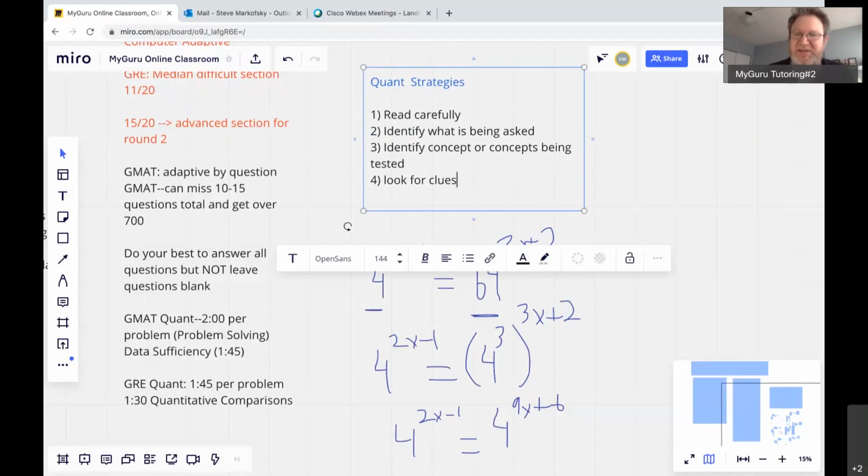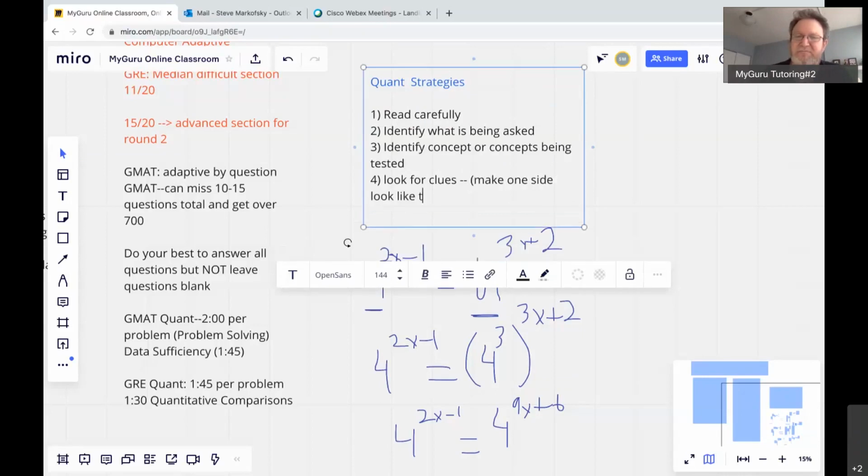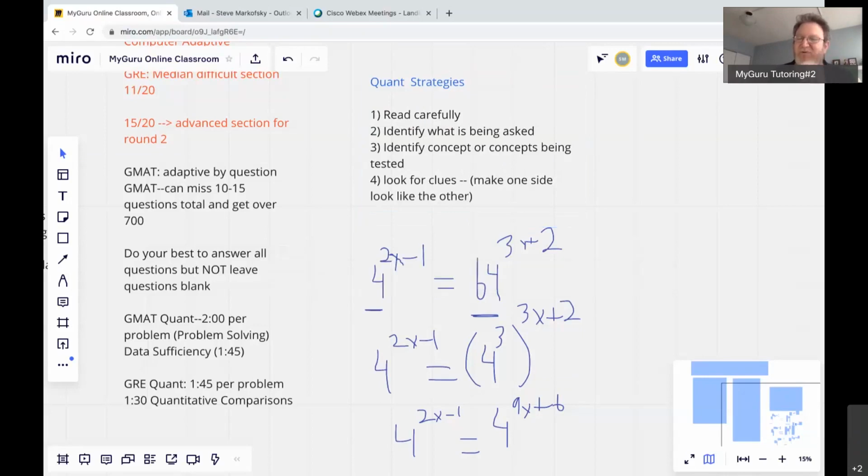You might also say, in this case, this is often true for quantitative comparisons on the GRE and data sufficiency on the GMAT: see if you can make one side look like the other. And that's exactly what we've done here. We took a 4 and a 64, and we related it via a concept.